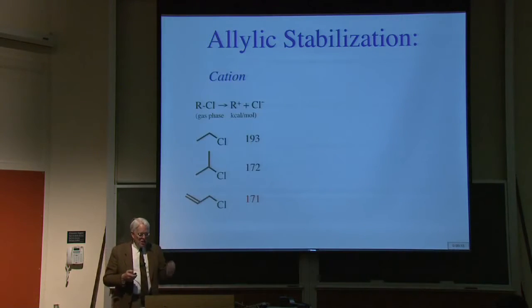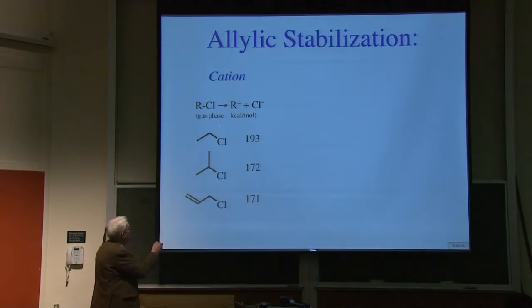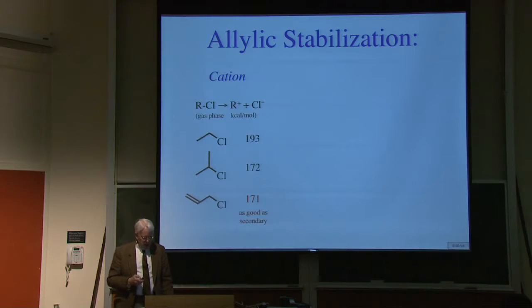So allyl is these 3 carbons in a row, double bond, single bond. You can get special stabilization when you have functional groups involved, when you have intermediates involved, like the cation intermediate. So the energy for pulling off a chloride for primary and secondary are these values in the gas phase. Of course, very hard to separate the ions. But if it's allylic, it's as good as being secondary, right? So allylic is very good, right?